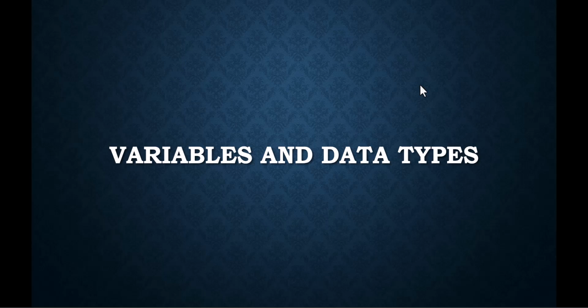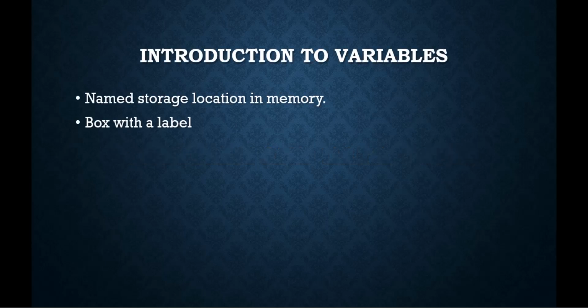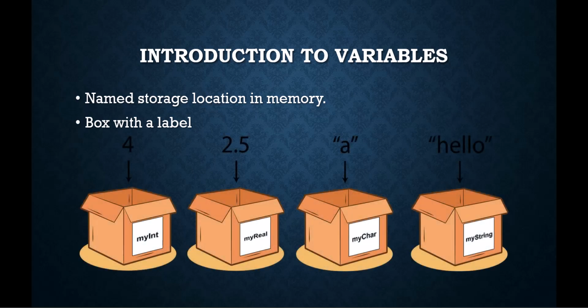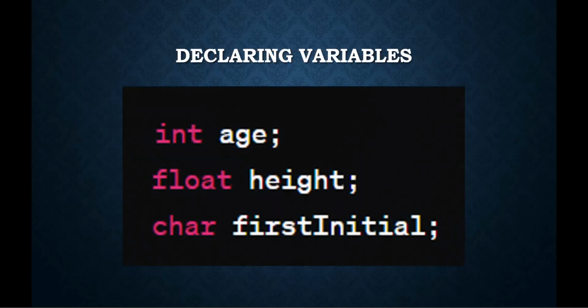In today's video, we are going to explore variables and data types. Variables and data types in C are the fundamental concepts that form the building blocks of any program. In programming, a variable is a named storage location in memory that holds a value. Think of it as a box with a label where you can store different kinds of information such as numbers, text, or characters.